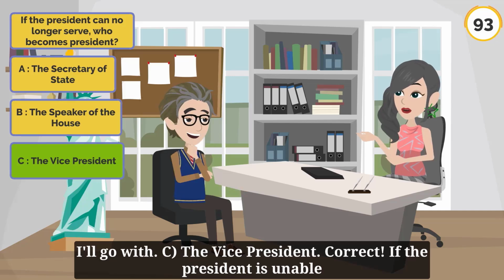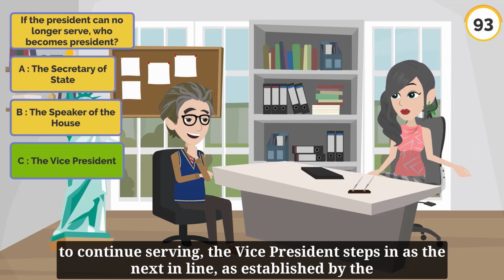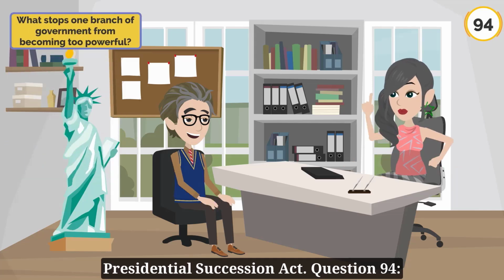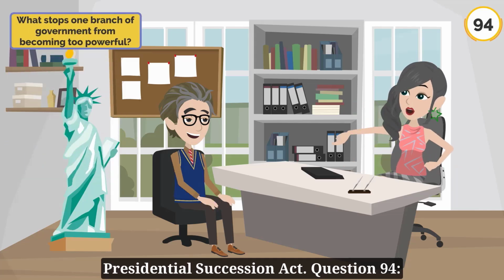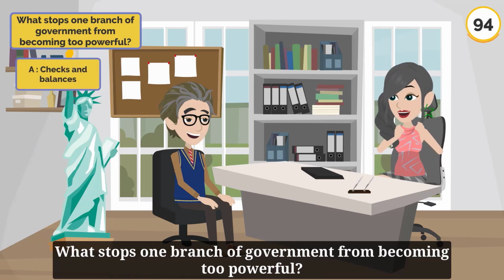Correct. If the president is unable to continue serving, the vice president steps in as the next in line, as established by the Presidential Succession Act. Question 94. What stops one branch of government from becoming too powerful?